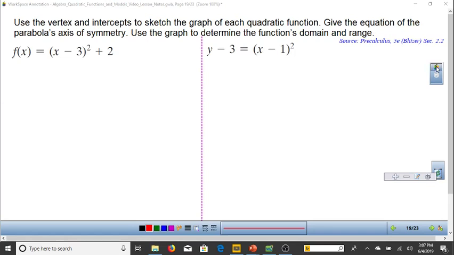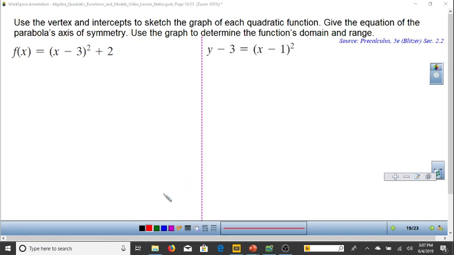First example, use the vertex and intercepts to sketch the graph of each quadratic function. Give the equation of the parabola's axis of symmetry and use the graph to determine the domain and the range. Now the domain is a simple thing. If it's a quadratic function, it's a polynomial. The domain is always all real numbers.